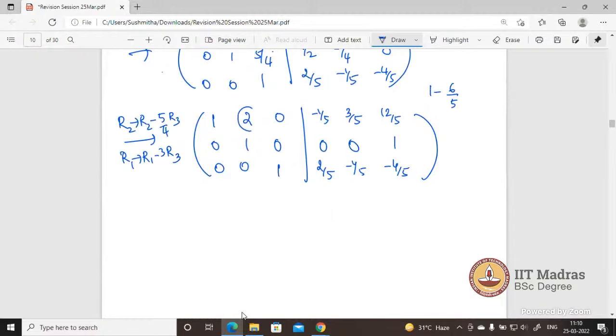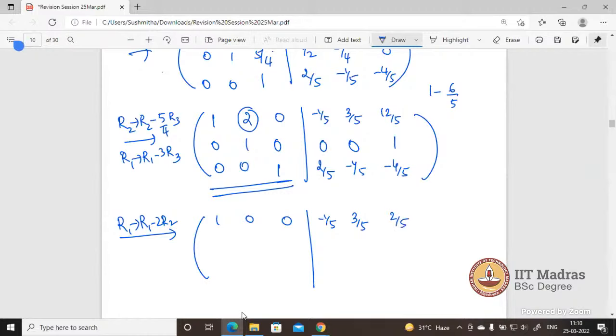Now I want to make this entry 0 because I want to make this part identity, right? So I will do that by doing R1 is R1 minus 2R2. 1, 0, 0, minus 1 by 5, minus 1 by 5, 3 by 5, 12 by 5 minus 2 by 5. 0, 1, 0, 0, 0, 1, 0, 0, 1, 2 by 5, minus 1 by 5, minus 1. So this is my A inverse.